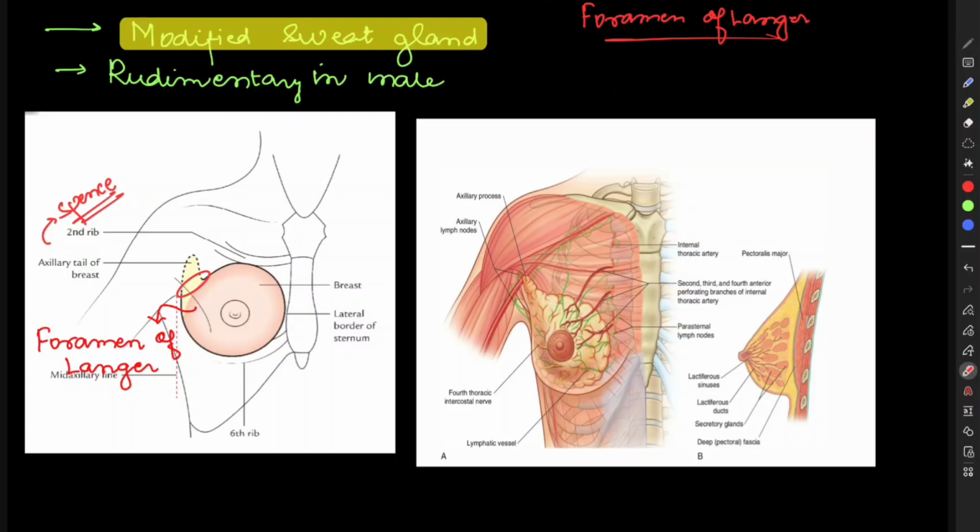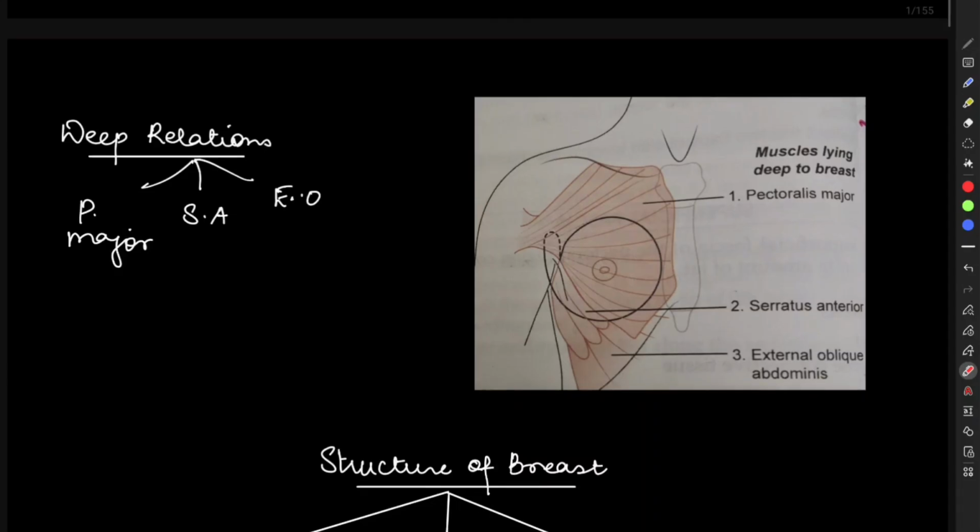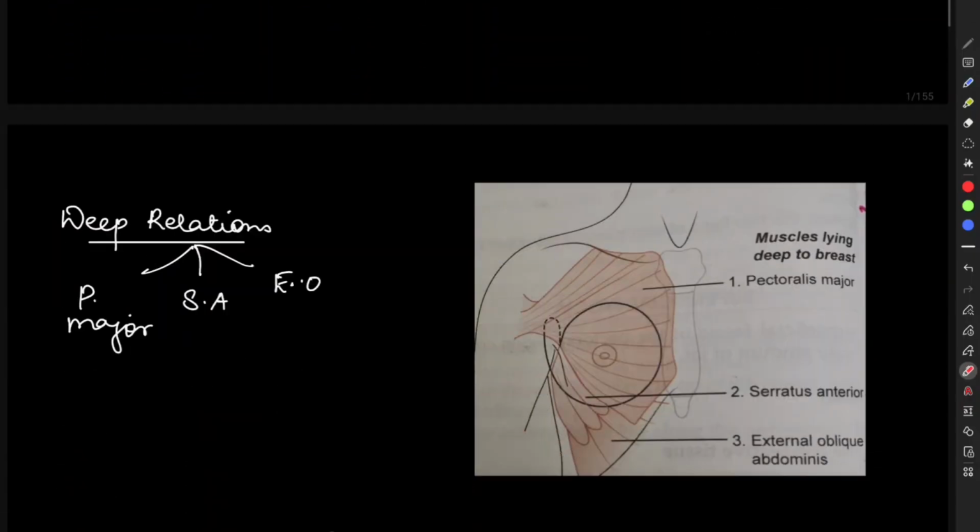Now what are the relations of the mammary gland? यहाँ पे तीन मसल्स है बेसिकली, that is the pectoralis major muscle, serratus anterior muscle, and the external oblique muscle of our abdomen. यहाँ पे अपना pectoralis major होगा, serratus anterior, and this is the external oblique muscle. So talking about the deep relations, muscles में हमारे पास है pectoralis major muscle, here is our serratus anterior muscle, and here is the external oblique muscle. So along with the deep fascia, these three muscles form the deep relations of the breast.